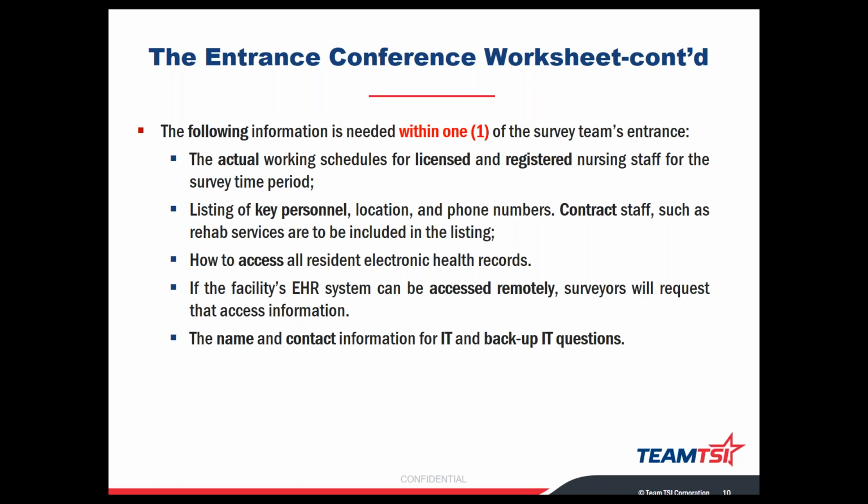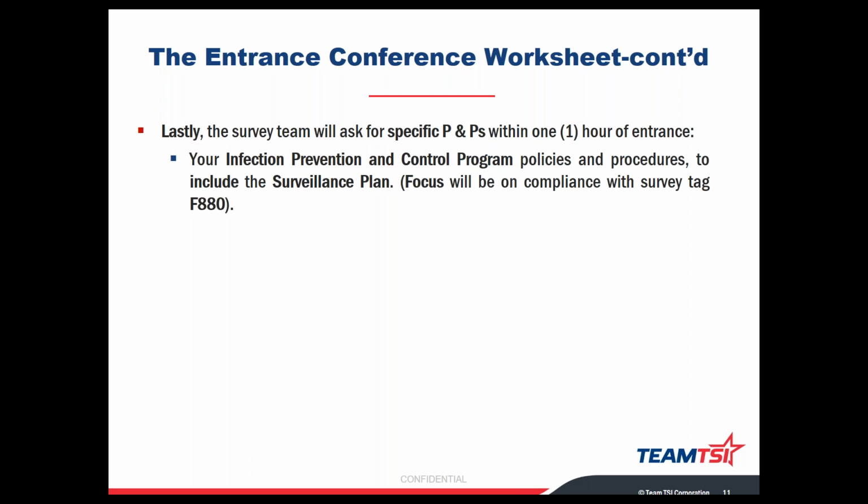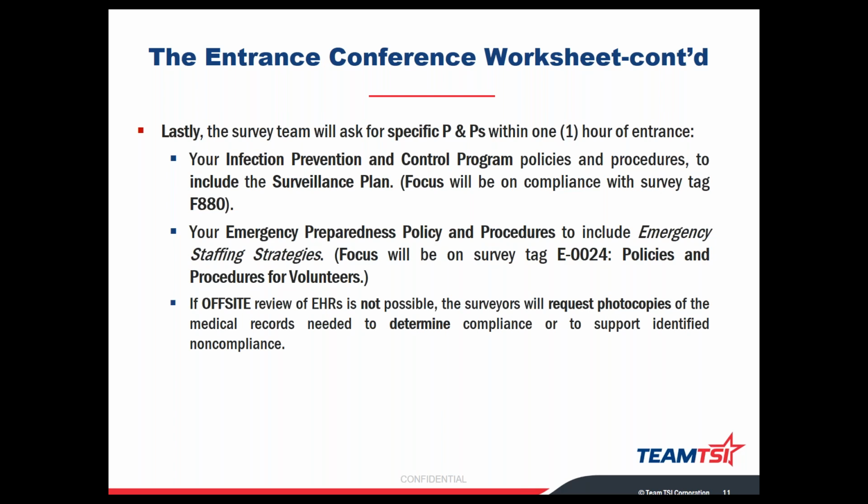They'll ask for the name and contact information for IT and backup IT questions. And lastly, they're going to ask for specific policies and procedures. Again, it's all within 1 hour of the survey entrance, as designed by the entrance conference worksheet. They're going to look for your infection prevention and control program, your policies and procedures, including your surveillance plan. And they're looking for compliance with F880. Your emergency preparedness policy and procedures, including staffing strategies for emergency situations. That's an emergency preparedness tag, and also policies and procedures for volunteers as well.